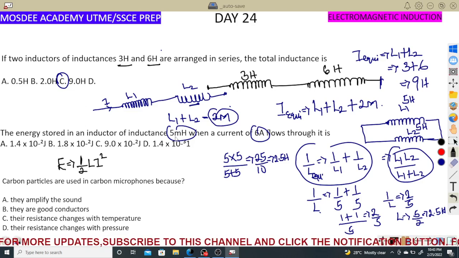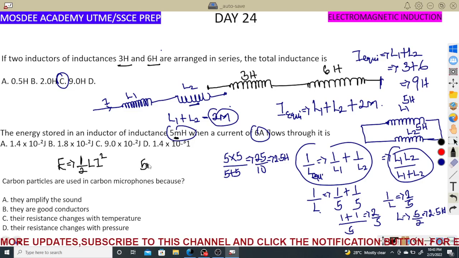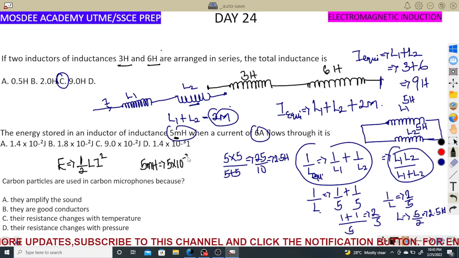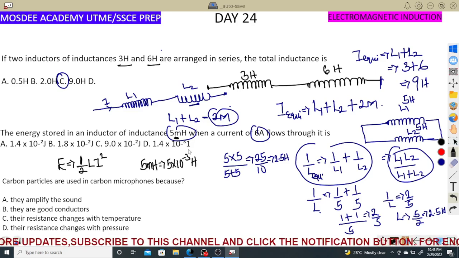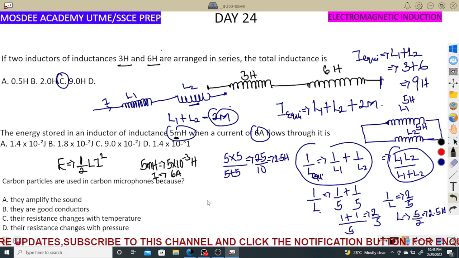Let's solve this question. Remember, in physics, you have to convert. This is millihenry. So milli means what? 5 times 10 raised to power minus 3. Milli is minus 3. So 5 millihenry is the same thing as 5 times 10 raised to power minus 3 henry. And the current I is given as what? 6 ampere.